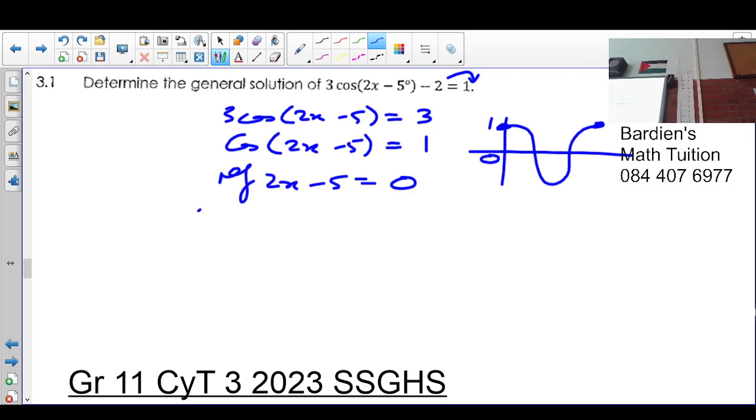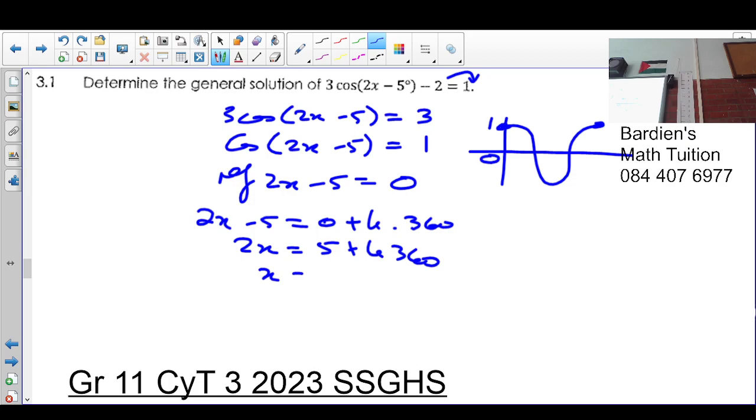Okay? So we got 2x - 5 = 0 + k times 360. That solution will repeat itself every 360 degrees. Right? You take the 5 over, 2x = 5 + k times 360. Divided by 2, x is going to be 2.5 + k times 180, where k is an element of integers.